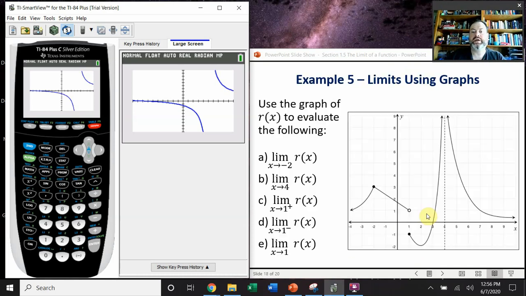All right, let's do the last one here, limits using graphs. So you can see that this graph has all kinds of stuff, right? It's got open circles, closed circles, vertical asymptotes. It's got everything. So let's see if we can figure out what's going on here.